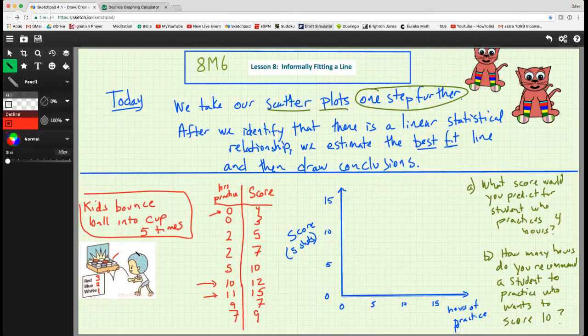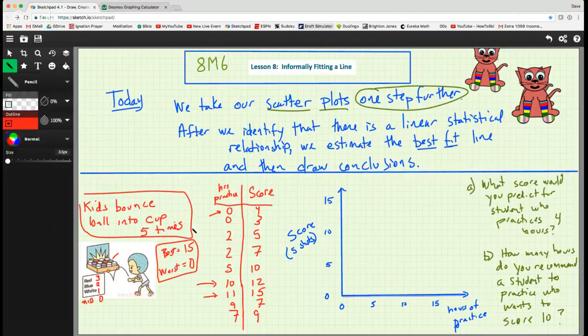So really the highest score you can get is if you hit the red cup 5 times. The best score is equal to 15 points. And then the worst score, you could actually miss them all and get 0 points. So the worst score is 0.